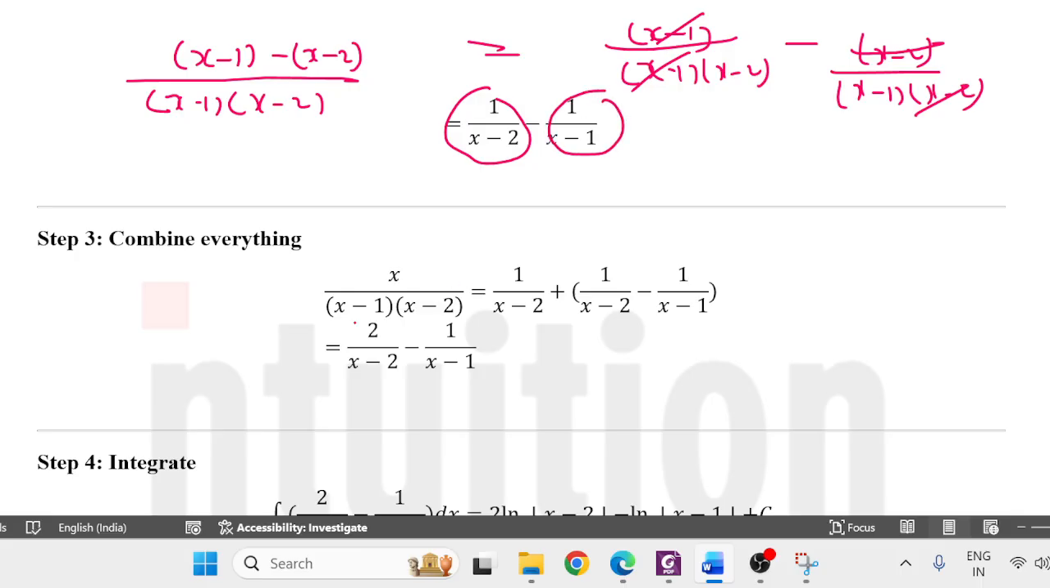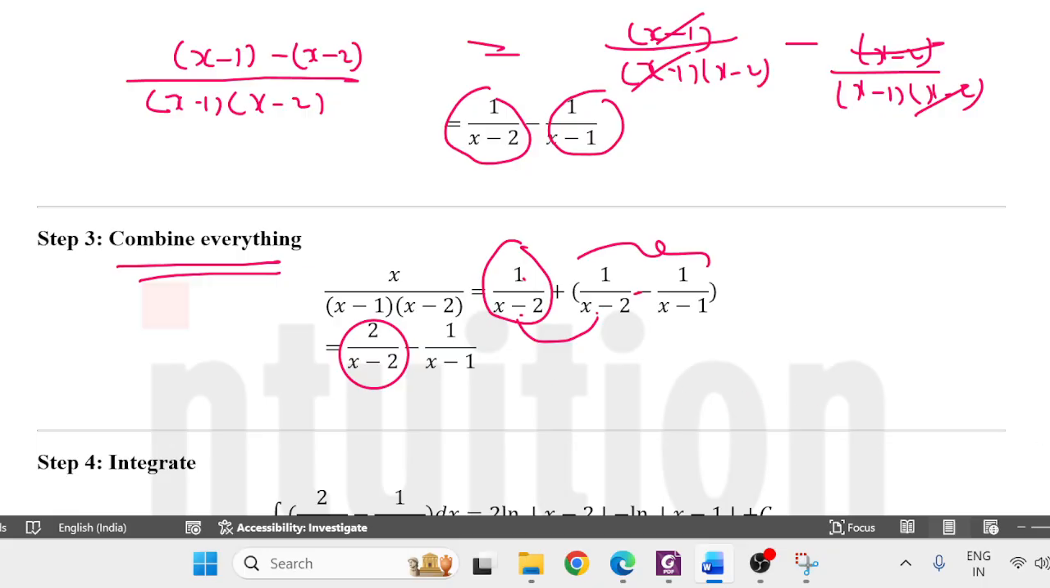So if you combine all the terms, earlier it was, if you recall, 1 by x minus 2, and the later terms are this. So this and this get added. So 1 by x minus 2 plus 1 by x minus 2 is 2 divided by x minus 2, minus, let's concentrate, minus 1 by x minus 1.